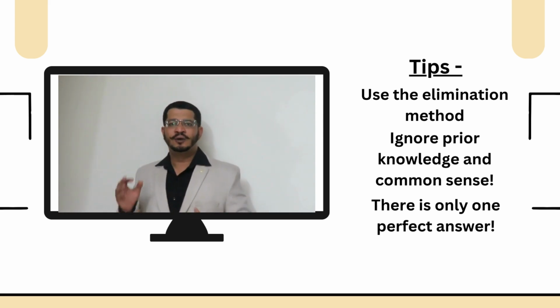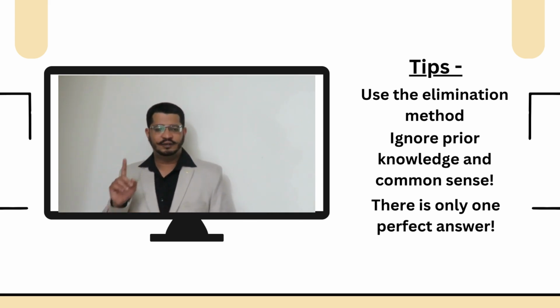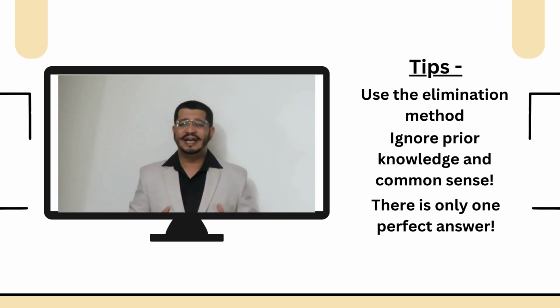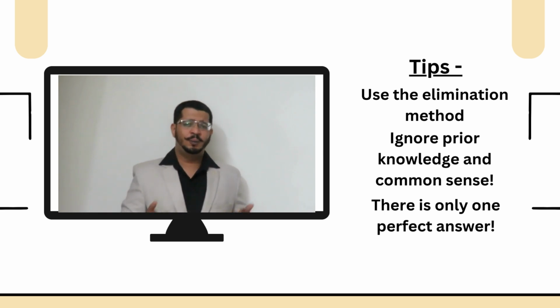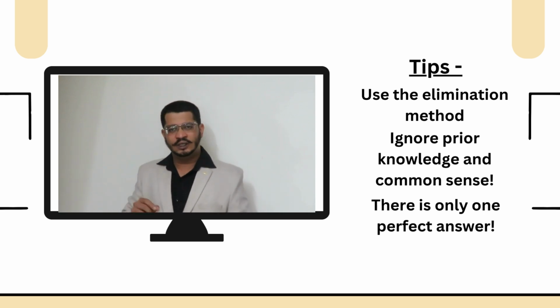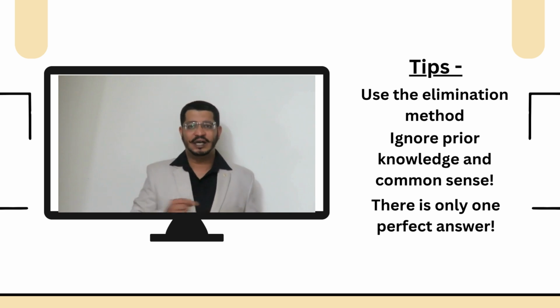Now, before we deal with the 4 most common types of questions which appear in this section, let me tell you a few important points which you would do well to remember. The first thing is, you have to use the elimination method while solving this section. Instead of trying to pinpoint the correct answer, you have to eliminate and cross out the incorrect answers and thus isolate the right answer and mark it down.